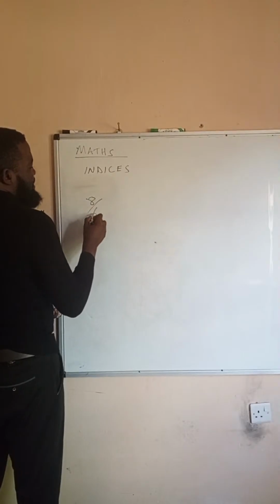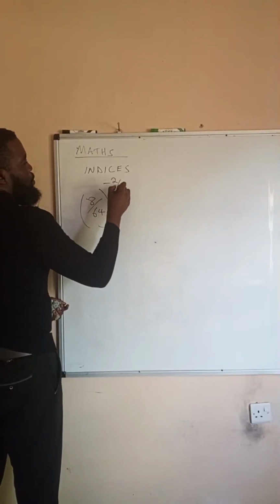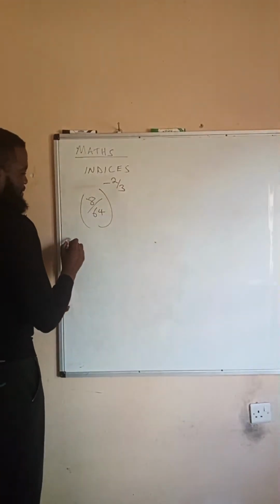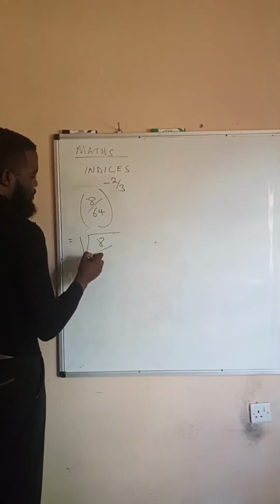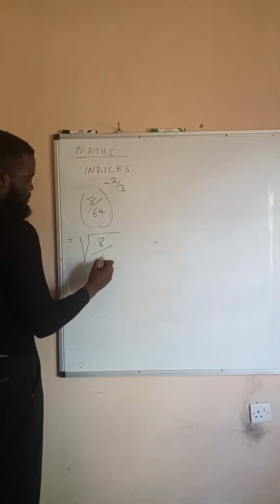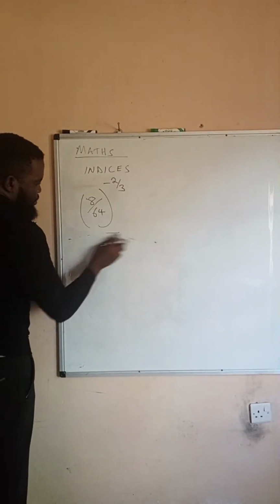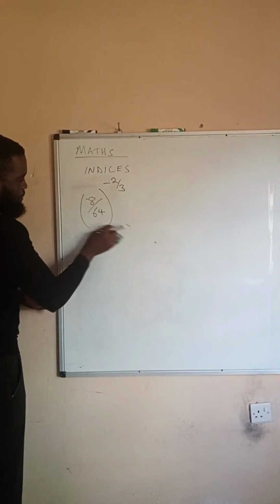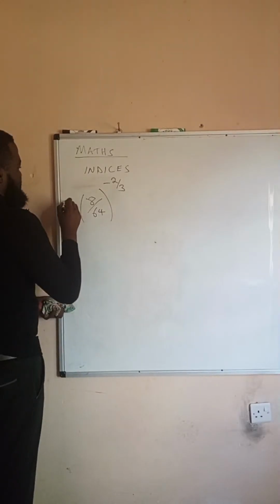8 over 64, like this, to the power negative 2 over 3. Okay, what's the first thing that you do? You put this in the square root, 8 over 64, like this. Oh, no. Sorry. We are too fast. So this one is simplified.